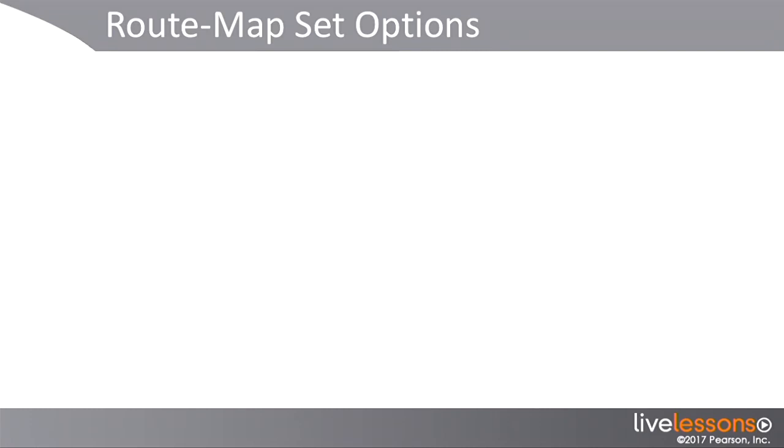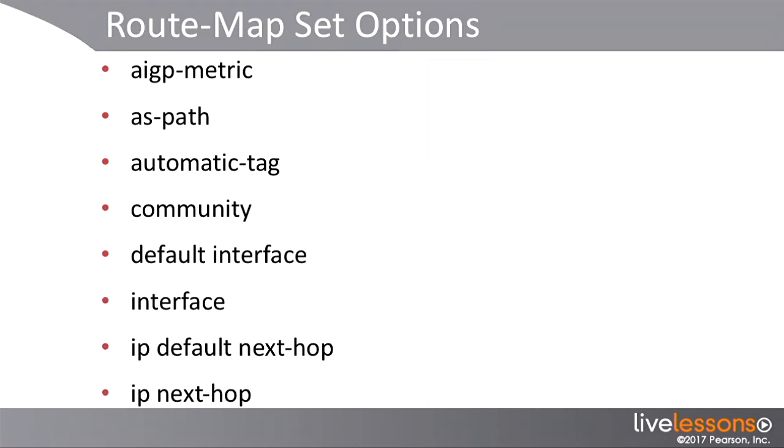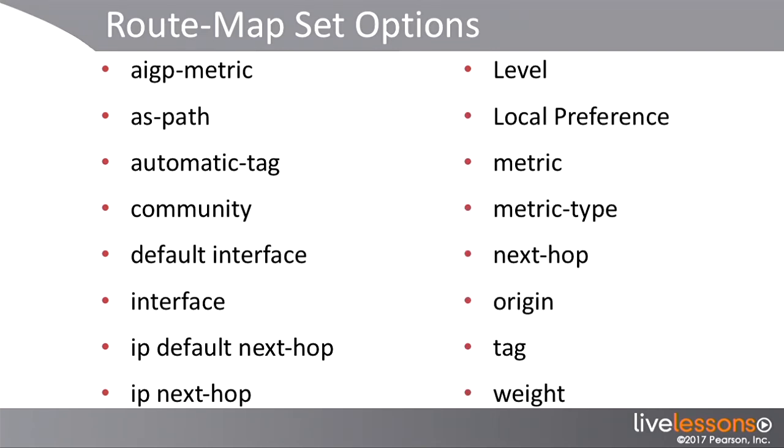Based on the match criteria, you can perform different set operations on the route map. You can set an AIGP metric, AS path, automatic tag, community value, default interface. You can set the next hop for the prefix. You can set the level, local preference, metric, or set any other attribute for the prefix.